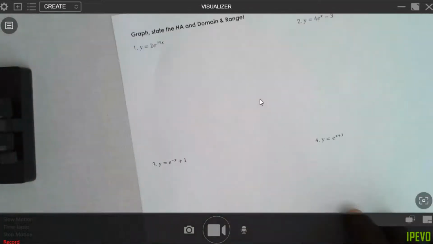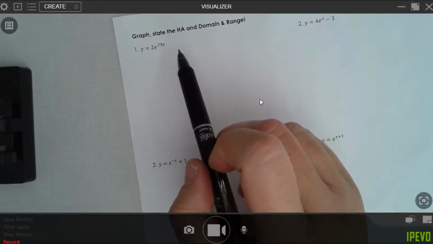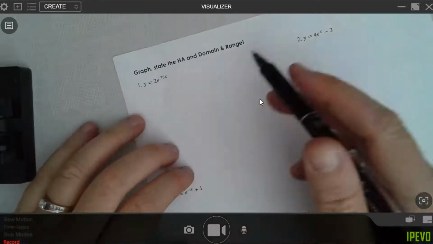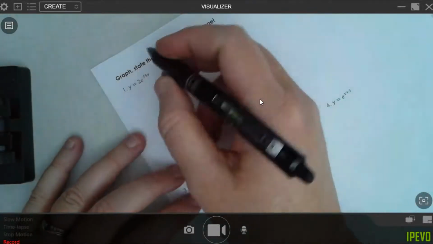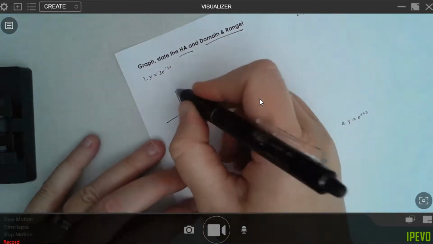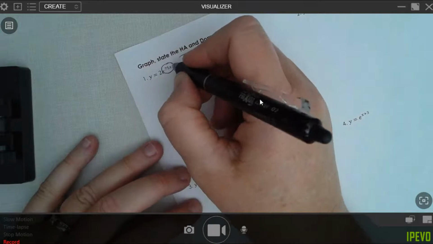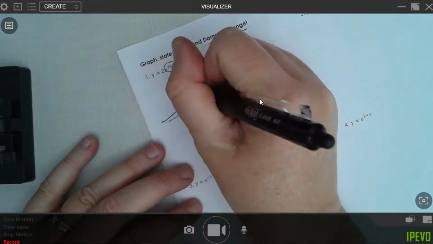So on the back, I just realized in my last video I didn't state my domain and range. Oh well. So I'm going to go ahead and state my horizontal asymptote, my domain and range, and graph them. So this time I'll try to remember them all. So my y-intercept is at 2. This still, e to that number is still bigger than 1, so this is a growth. So I'm going to have my growth here.